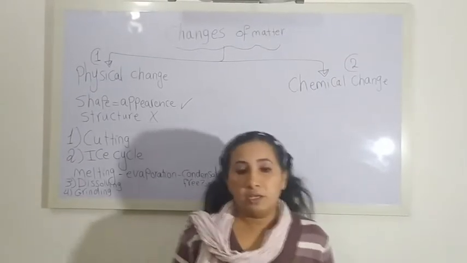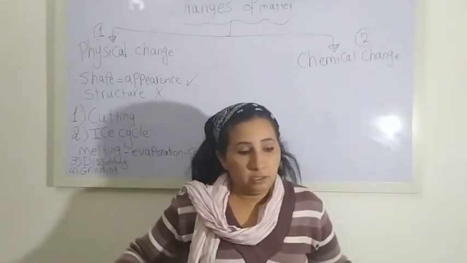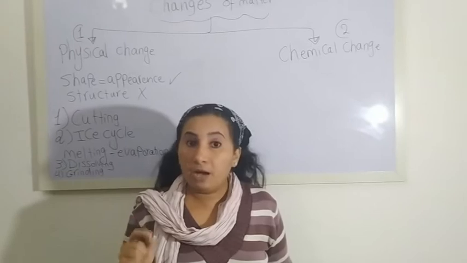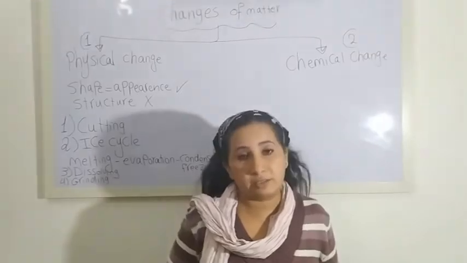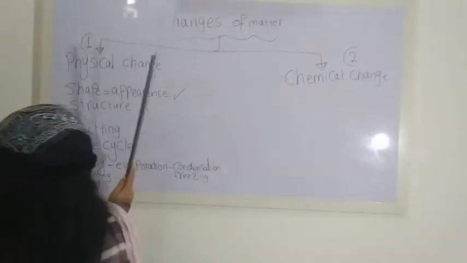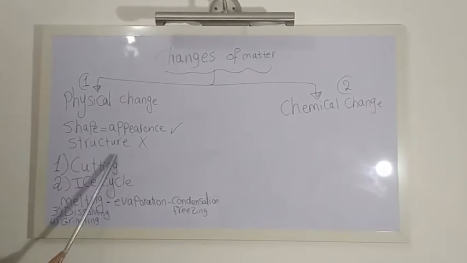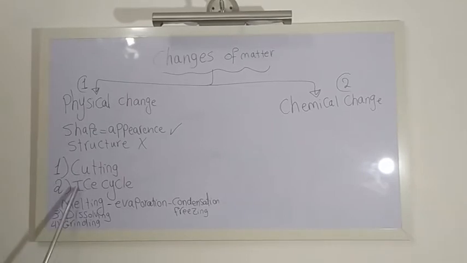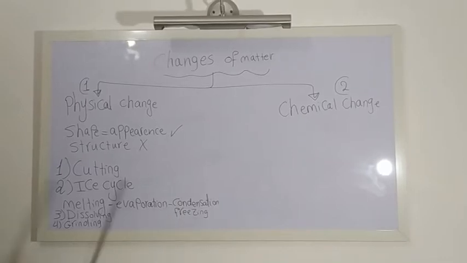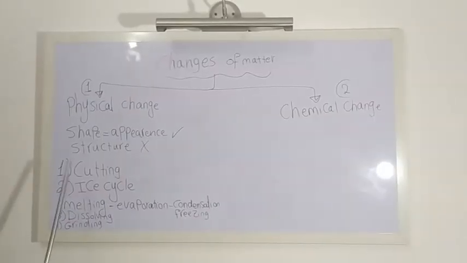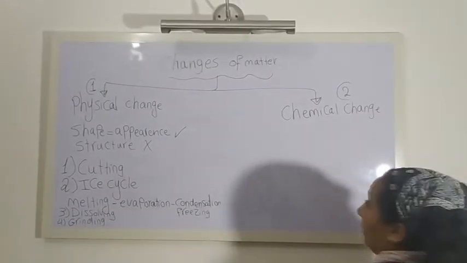I mean, if I eat some sugar, I will gain weight, and if I eat some sugar powder, I will also gain weight. So physical change is the change in the shape or appearance without any change in the structure. Examples: cutting, the ice cycle, meaning melting, evaporation, condensation, and freezing, dissolving, grinding. That was about physical change. Okay, it's very easy, I think. And number 2, chemical change.